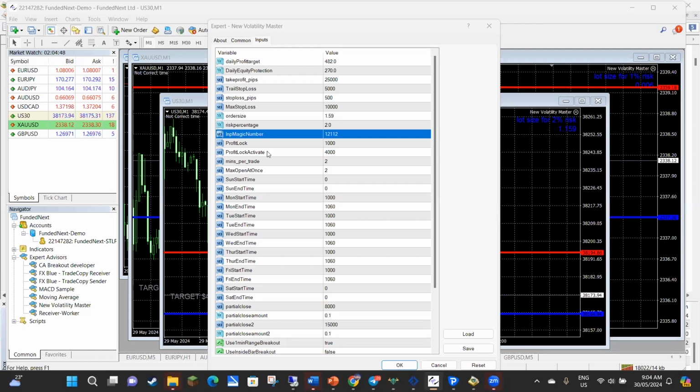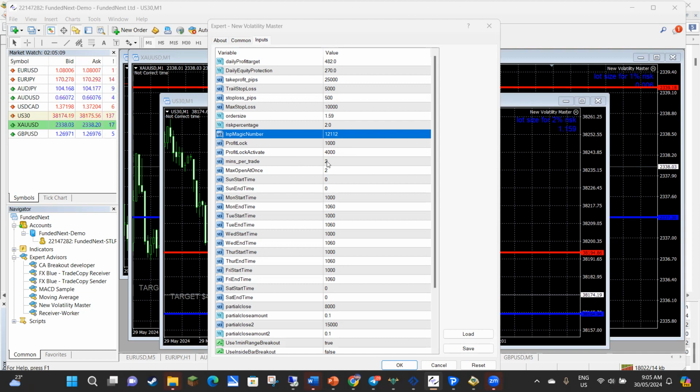Profit lock and profit lock activate. They're just the same as the profit locks on any of my EAs. Simply once the trade gets into 4,000, in this case, 4,000 points of profit, it's going to move the stop loss to a positive 1,000 points. So you're going to lock in 1,000 points of profit.